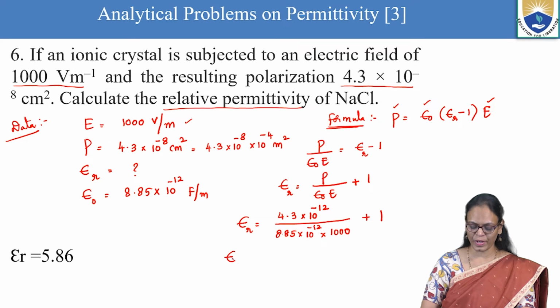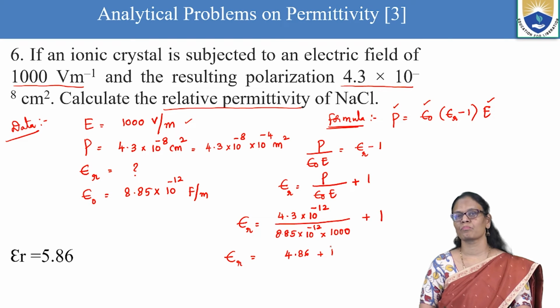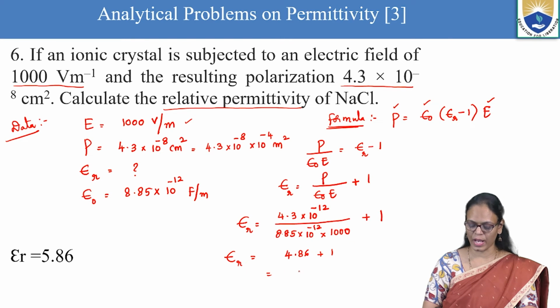So when you simplify using the calculator, you will get 4.86 plus 1. P by epsilon naught. So the answer will be 4.86.